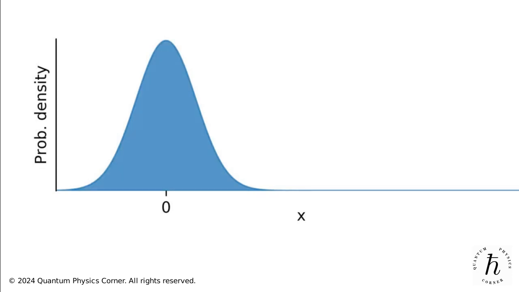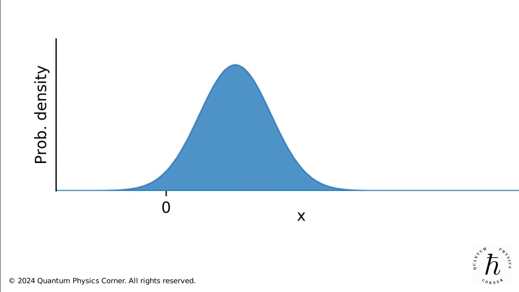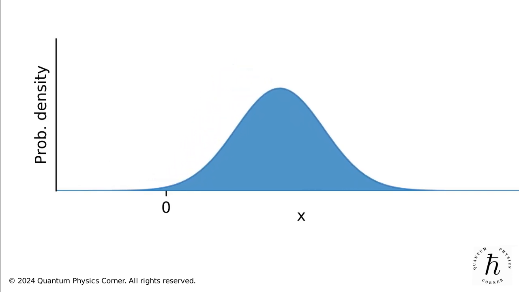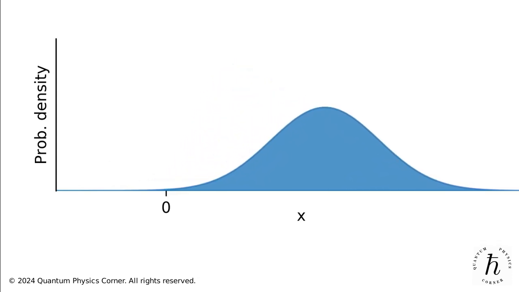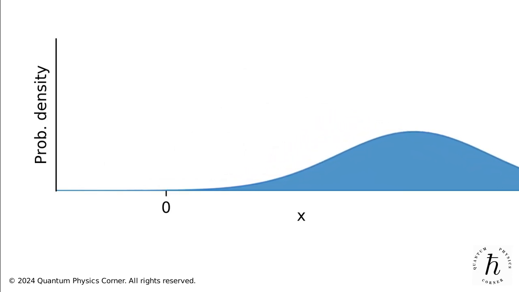Now, let's set the time ticking, and observe how the probability density packet evolves over time. In this example, with p set to a positive value, you can observe that the wave packet moves to the right, with a constant average velocity. Additionally, its width, or the particle's position uncertainty, increases over time.